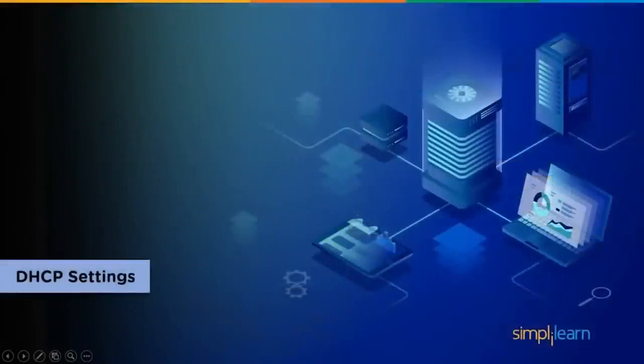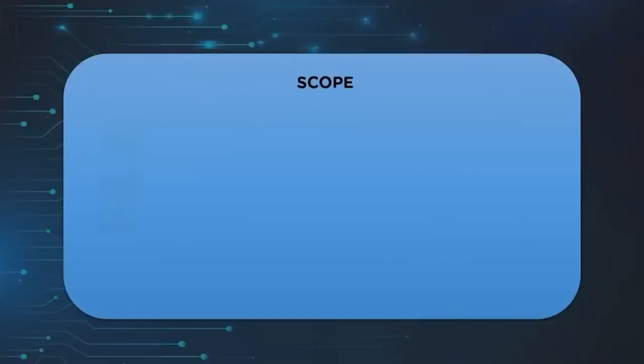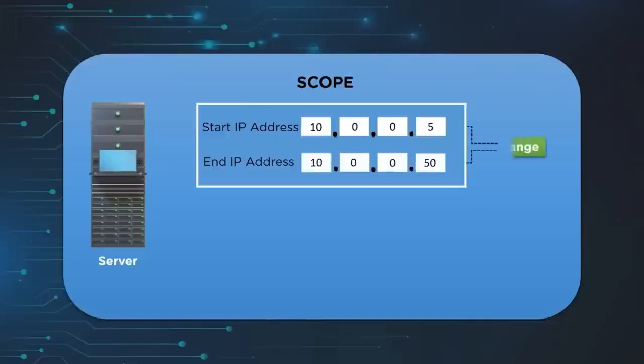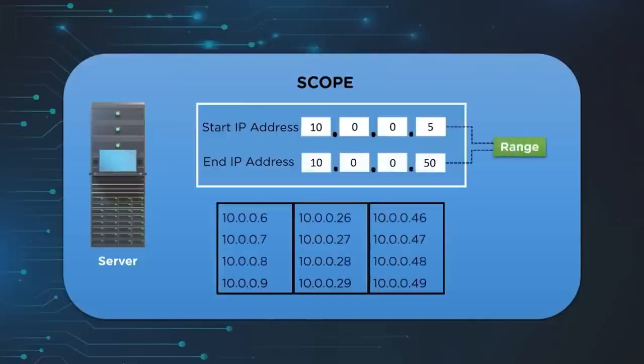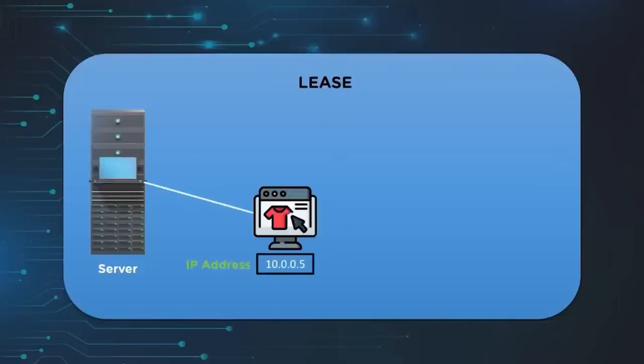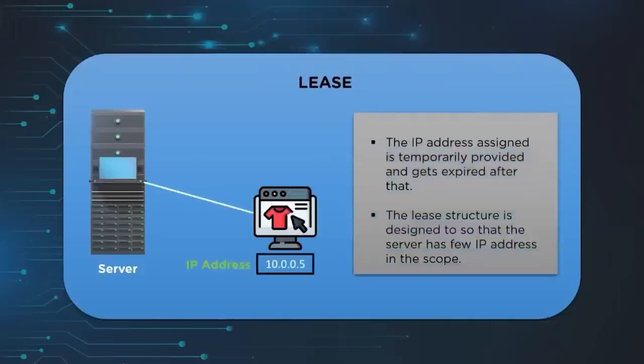Now let's take a look at some of the notable DHCP settings. The first one is known as scope. As the name suggests, a scope refers to a range of addresses that are available to a DHCP server for allocation to the client device. Next we have lease. This setting of the DHCP server is designed to prevent the hoarding of IP addresses by a single device. This is done by assigning an expiration date to the leased IP address so that the DHCP server has some minimum addresses left for the client devices.